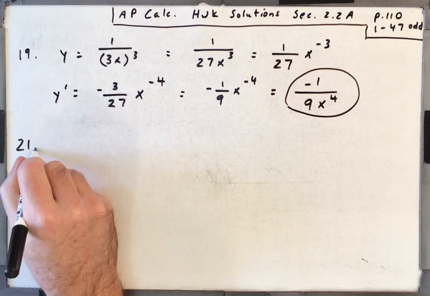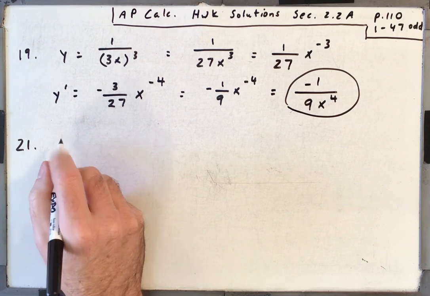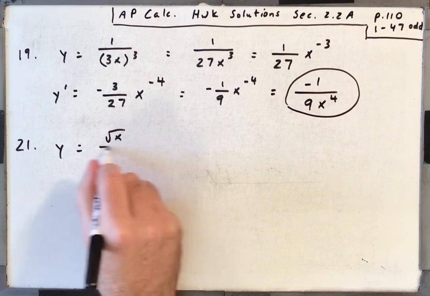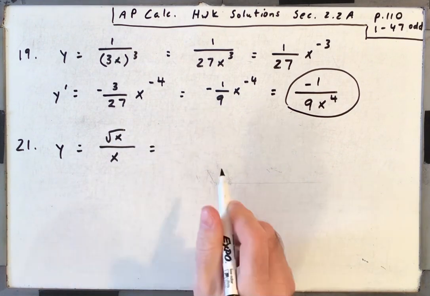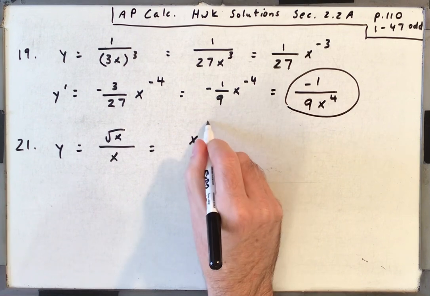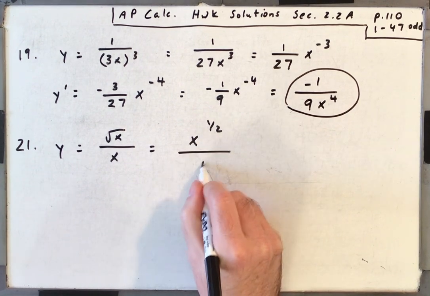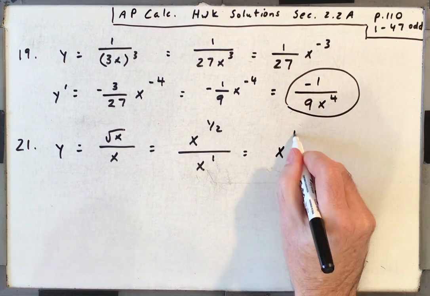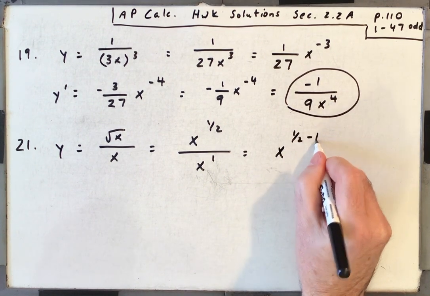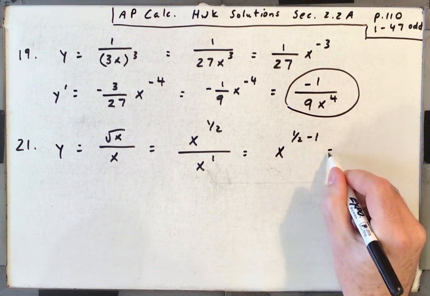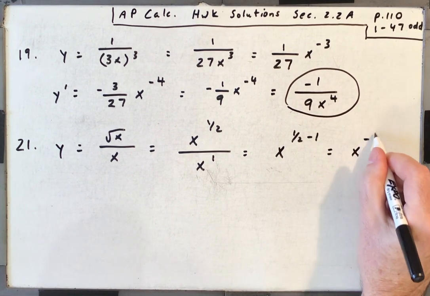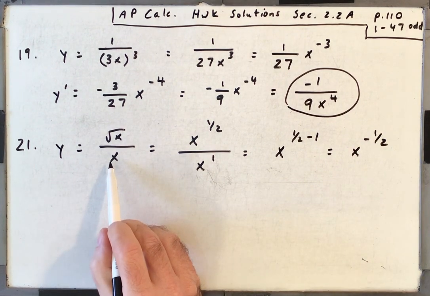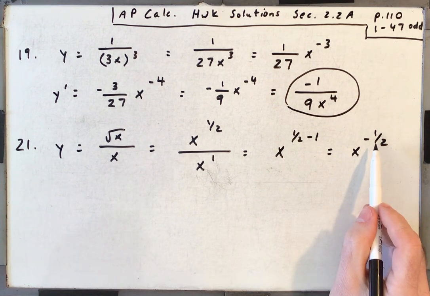Okay, 21. We've got y equals root x over x. I'm going to rewrite this with fractional exponents. So that's x to the 1/2 over x to the 1st power, which is going to be x to the 1/2 minus 1, right? 1/2 minus 2/2. So that's the same as x to the negative 1/2. So root x over x is the same thing as x to the negative 1/2.